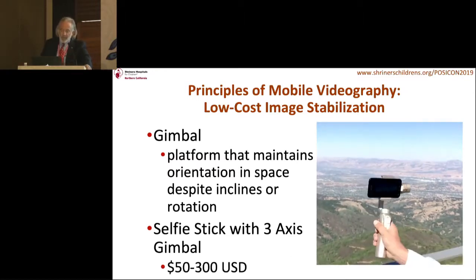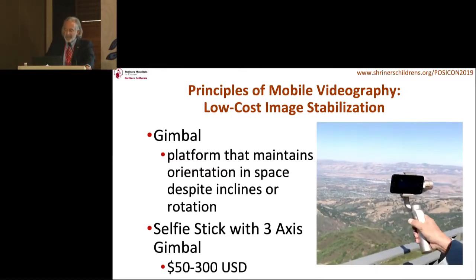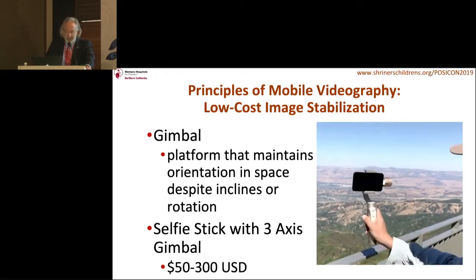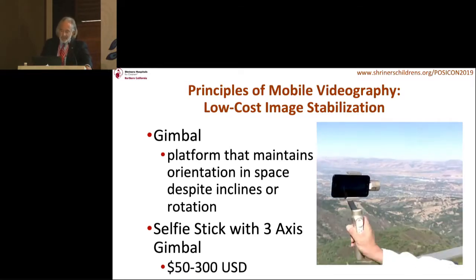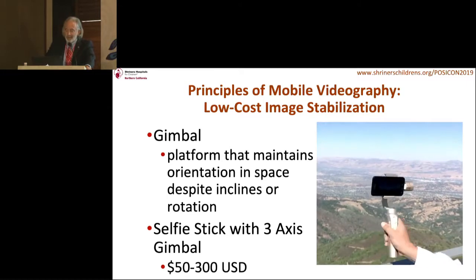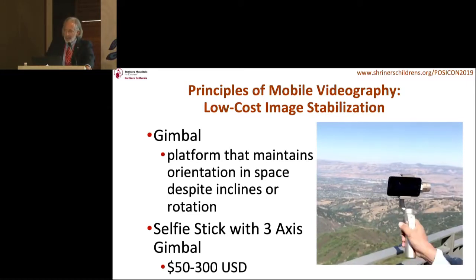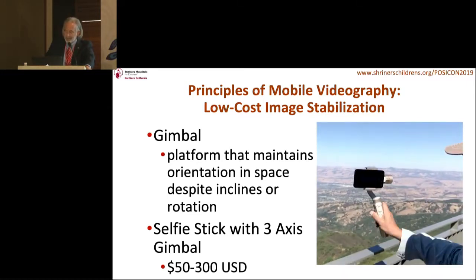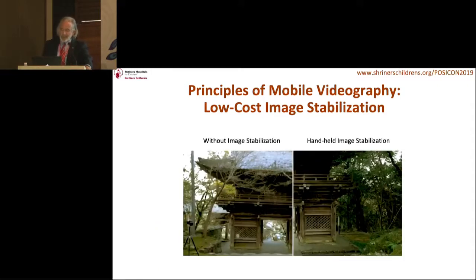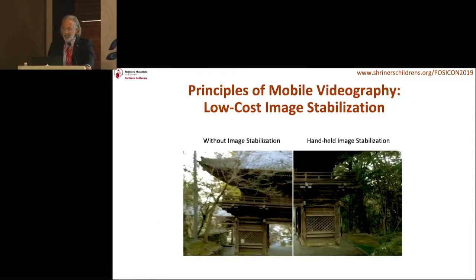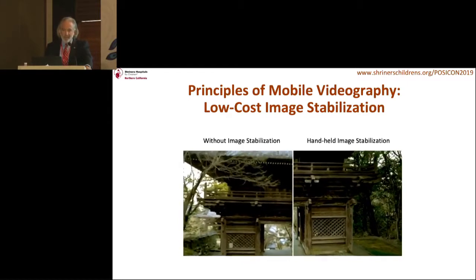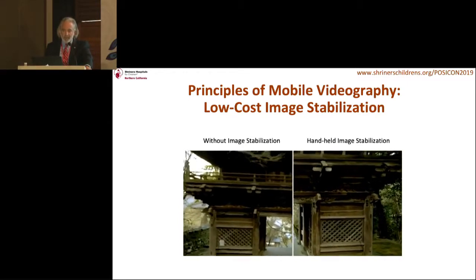So a gimbal, when attached to a selfie stick, as we see here, which costs $50 to $300 US, creates a very powerful way for getting high-quality video. The image to your left is without gimbal stabilization, on the right with. Remarkable, isn't it?